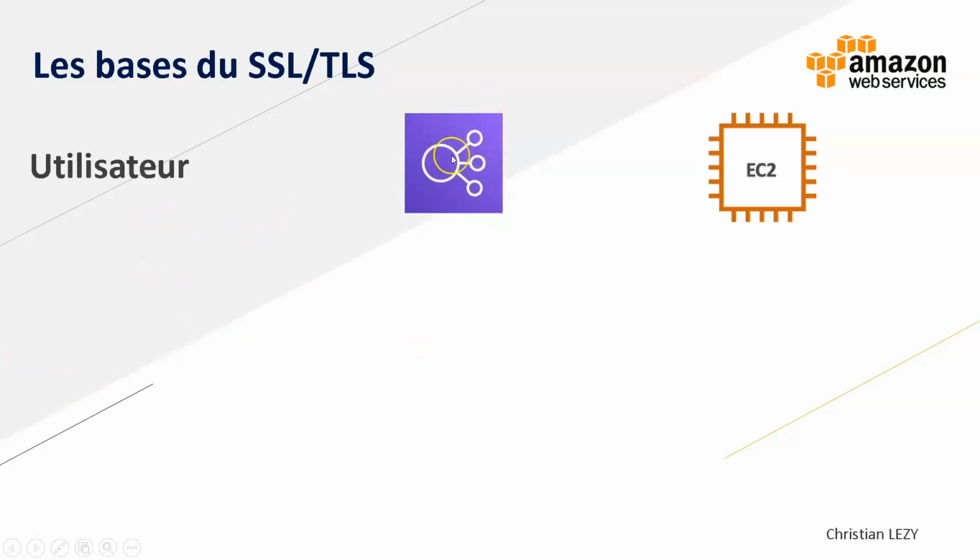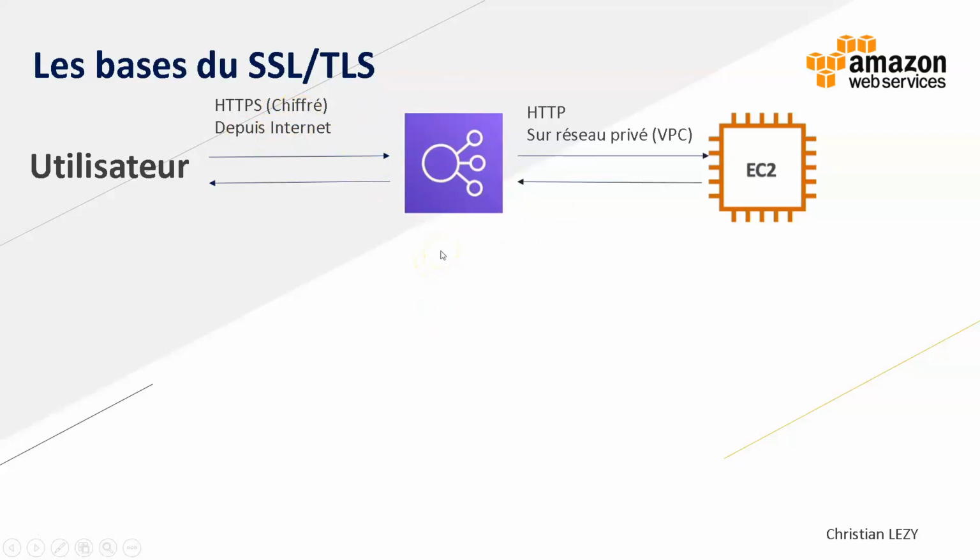We have our user who is going to connect to our load balancer in HTTPS, this time with an encrypted connection from the internet. What will happen with the load balancer? Well, we'll have a connection termination, and then the traffic will be forwarded to our instance in HTTP on the private network.